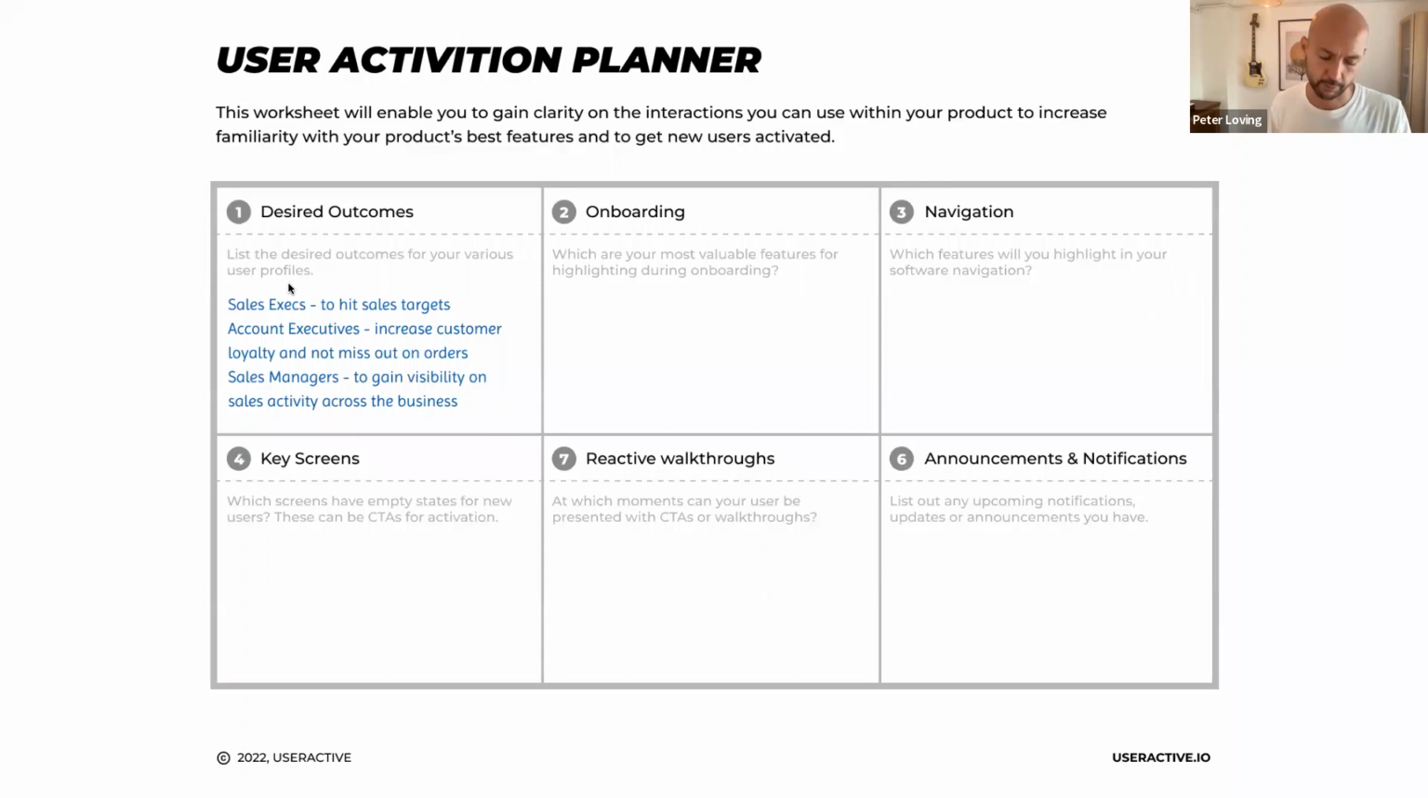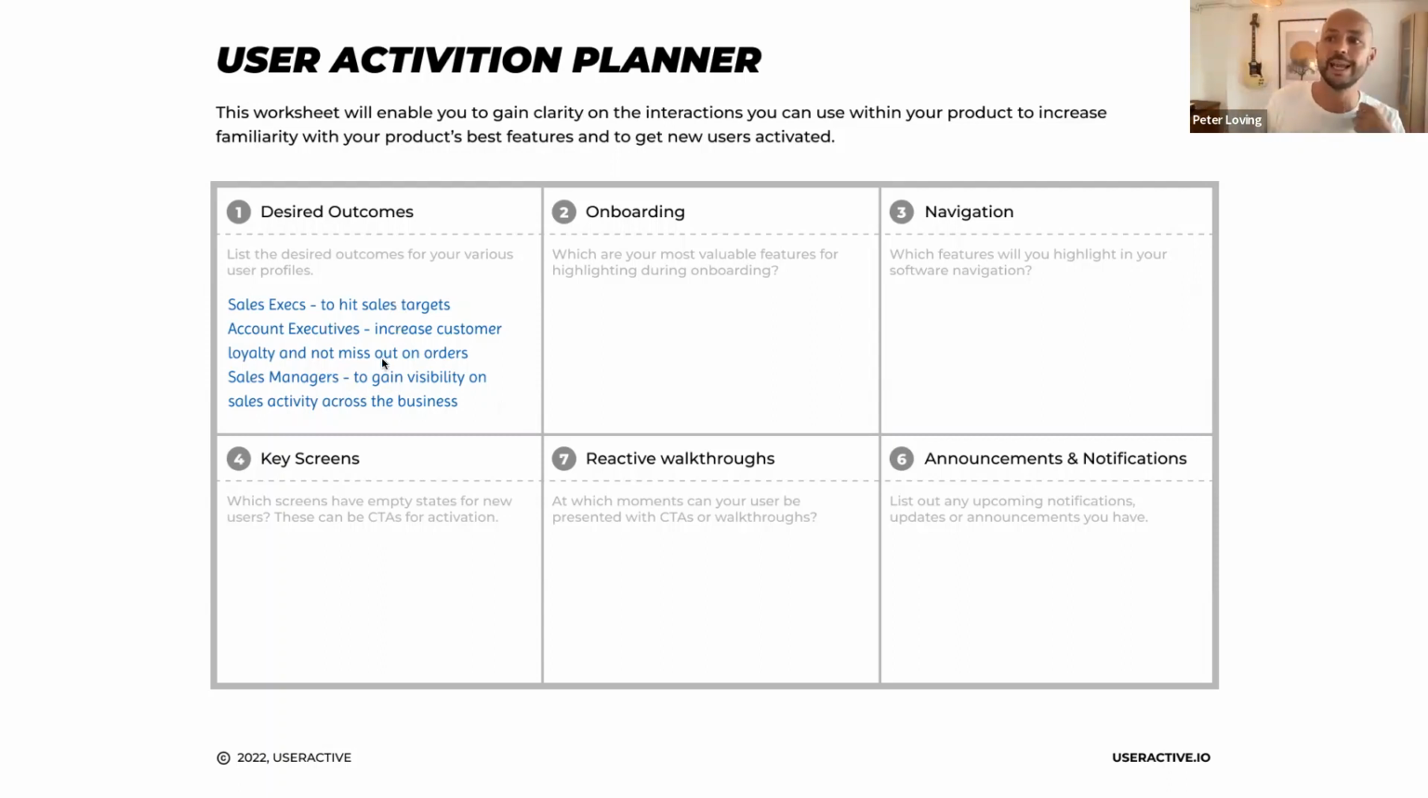So I'm going to use an example of a client that I work with a lot and that we know really well, Prospect CRM. They're a CRM for sales, wholesale and distribution companies who use this as a sales platform. So they have three main user profiles: sales execs, account execs, and sales managers. And they have really clear desired outcomes. So the sales execs want to hit their targets. The account execs want to increase customer loyalty and not miss out on orders from existing customers. And the sales managers want to gain visibility across activity across the business.